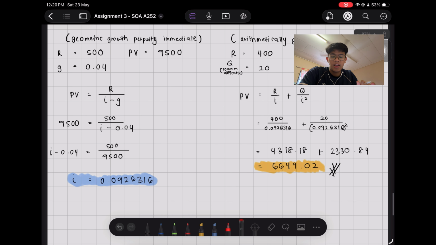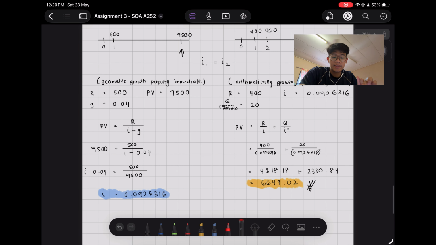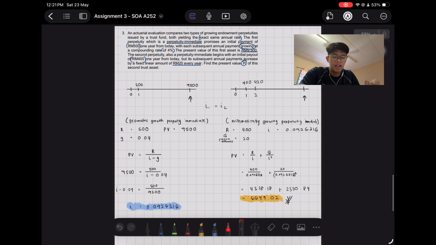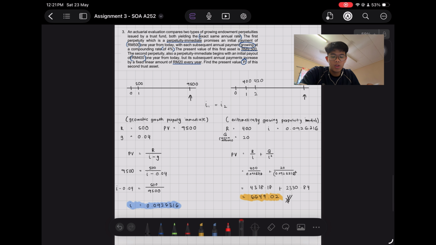In summary, by identifying the shared yield rate from the geometric perpetuity, we were able to accurately price the arithmetic perpetuity. This concludes our evaluation. Thank you.